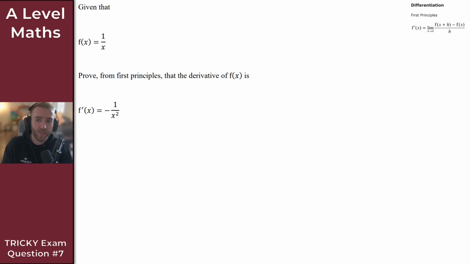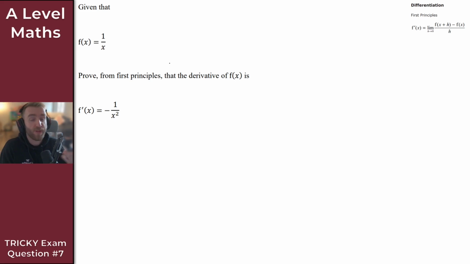So let's just get started then with today's question, question 7. So what we're given here is f of x, right? So f of x is equal to 1 over x. And we want to prove then from first principles that the derivative of f of x is the following. So this is a standard result, right? And even if you're not aware of this result here, you can just easily derive this yourself.